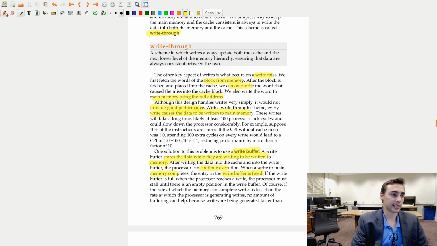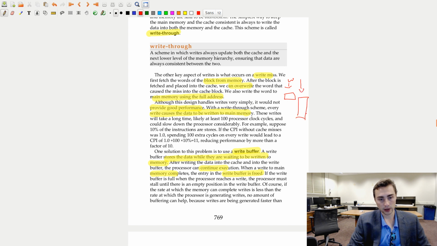So now if we get a write, the write goes to the cache, and then it also goes to this larger structure, which is a write buffer. So this is the cache, this is the write buffer, and we'll have multiple writes in here, and then eventually, as they commit and as they finish, they'll free up individual spots one by one.